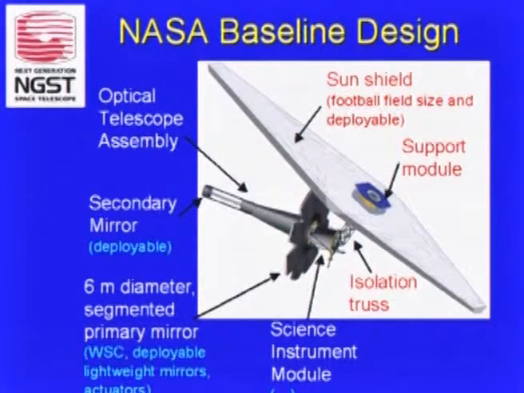The baseline design cartoon is like this. There's a large 6-meter diameter mirror with folded up petals that can fold up and deploy, a secondary mirror on a stalk, which is another precision deployable structure. We call this the optical telescope assembly. Behind all of this is a box containing the science instruments. We call it the science instrument module. And connecting this structure to the support module is an isolation truss. The support module is warm. It will contain all the housekeeping needs of NGST. And so everything that's warm is on the right-hand side of the sun shield here.